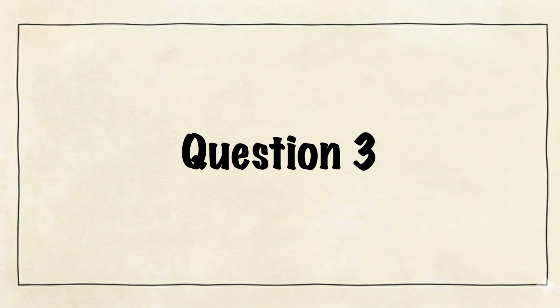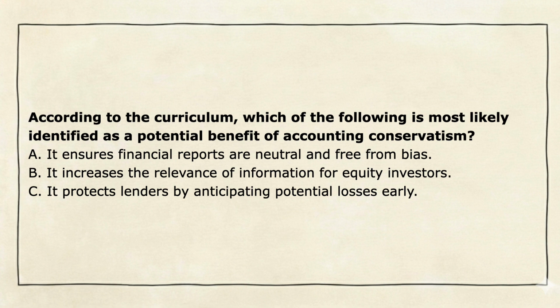Question 3. According to the curriculum, which of the following is most likely identified as a potential benefit of accounting conservatism? A. It ensures financial reports are neutral and free from bias. B. It increases the relevance of information for equity investors. C. It protects lenders by anticipating potential losses early.